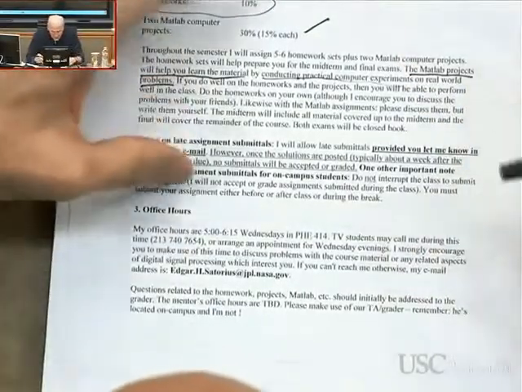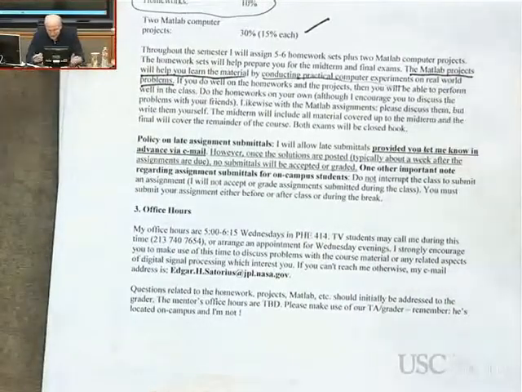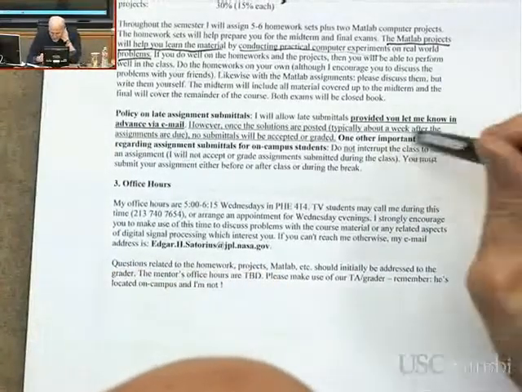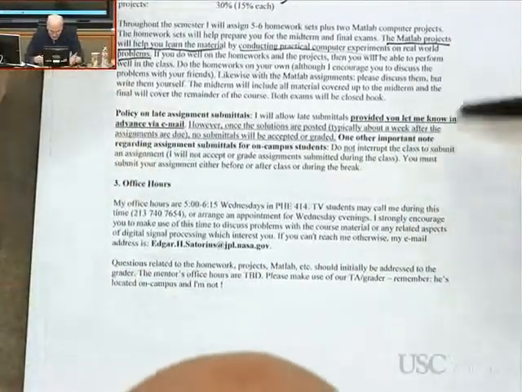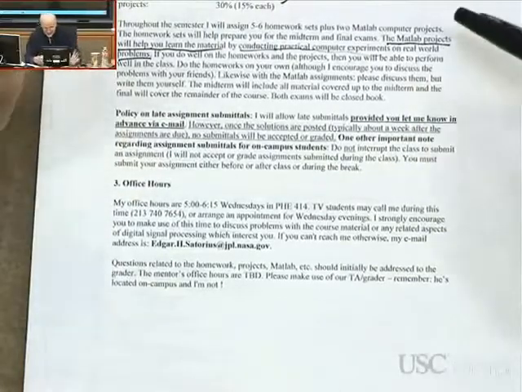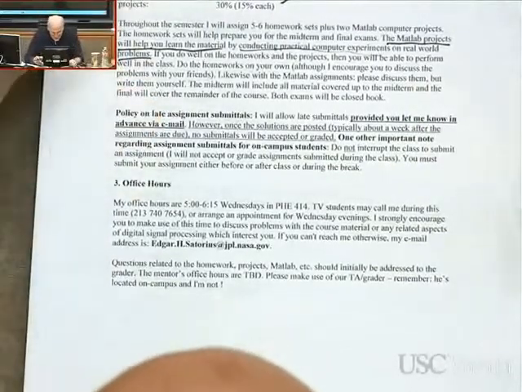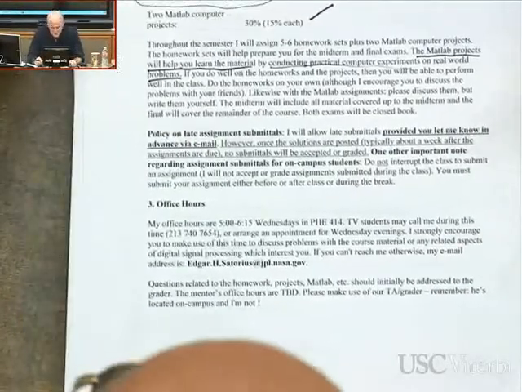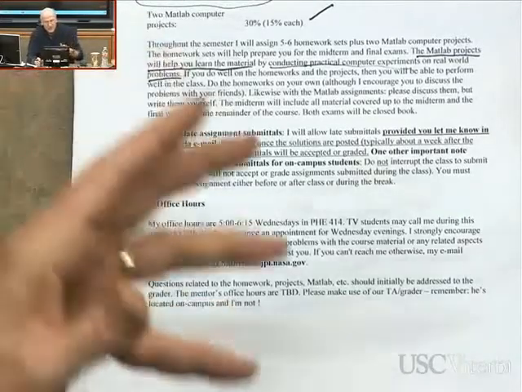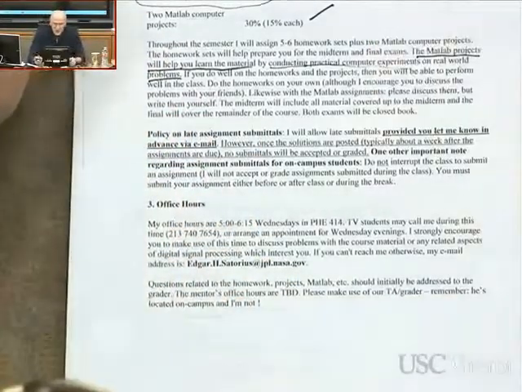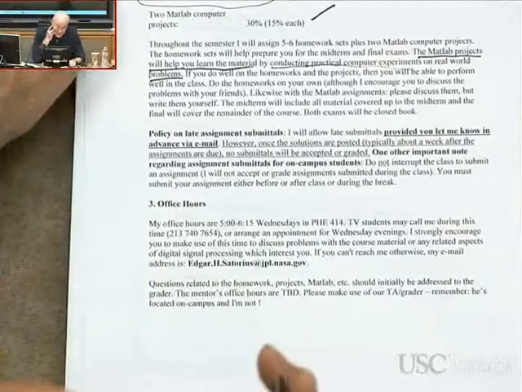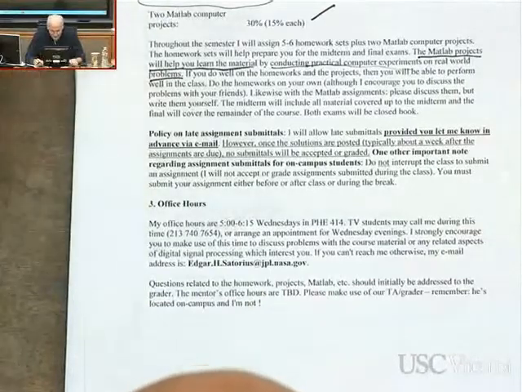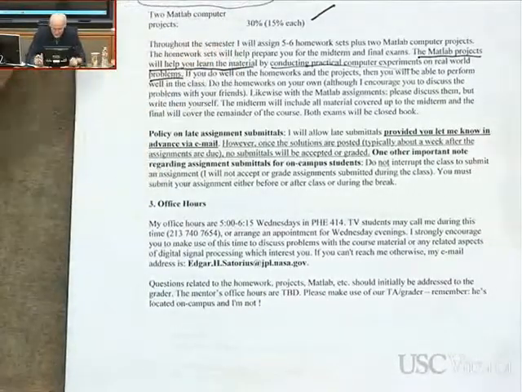One other important note regarding assignment submittals. This was something that happened quite a while ago in another class that I taught. All I ask is that you not interrupt the class to submit your assignment. I taught a class many years ago, and the student would come in right while I was lecturing, stop, hand me his homework, and take off because he wasn't attending the class. I guess he was watching on video. So don't do that. You have to submit your assignment either before or after class or during the break.